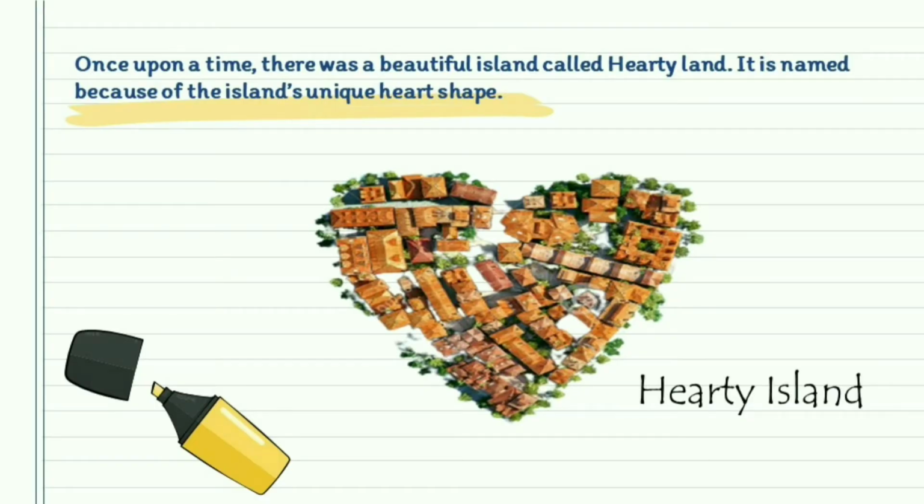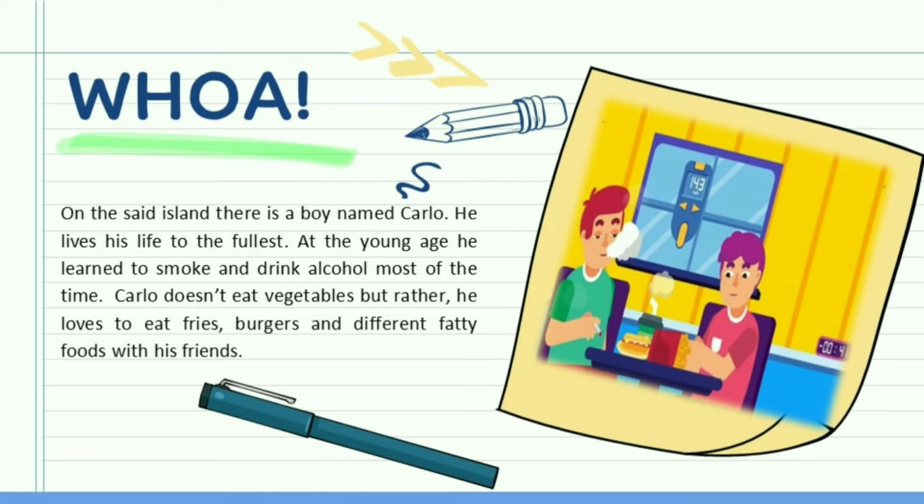Once upon a time, there was a beautiful island called Heartland. It is named because of the island's unique heart shape. On the said island, there is a boy named Carlo. He lived his life to the fullest. At a young age, he learned to smoke and drink alcohol most of the time. Carlo doesn't eat vegetables, but rather he loves to eat fries, burgers, and different fatty foods with his friends.